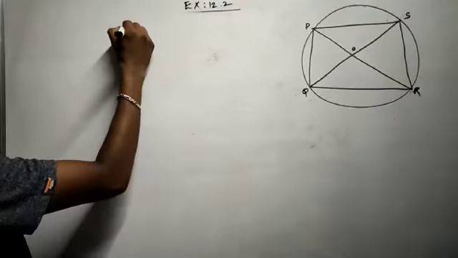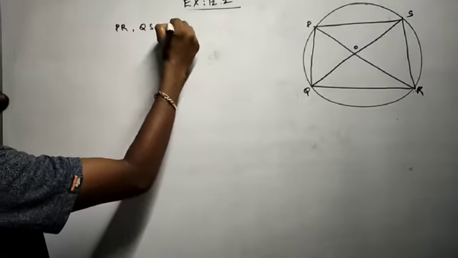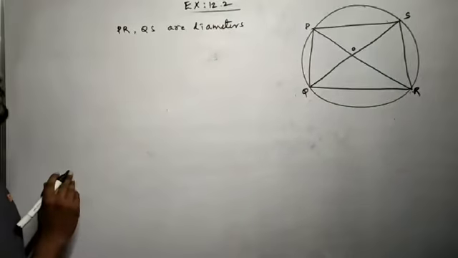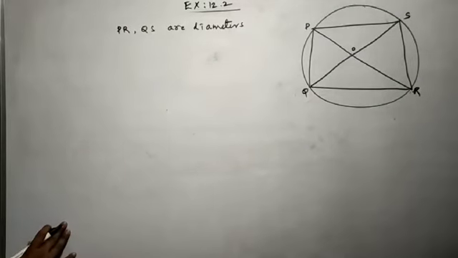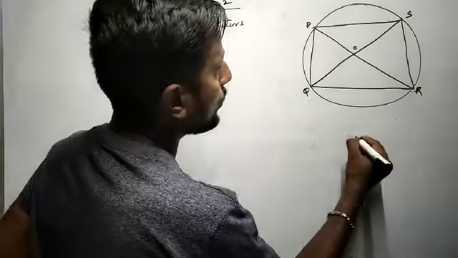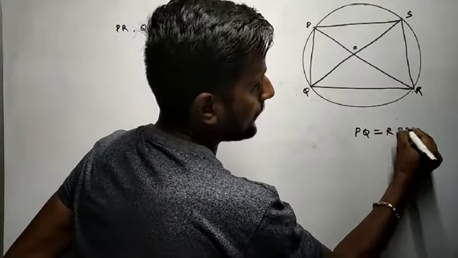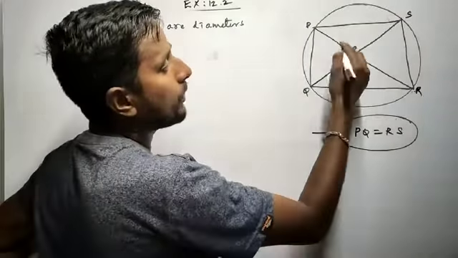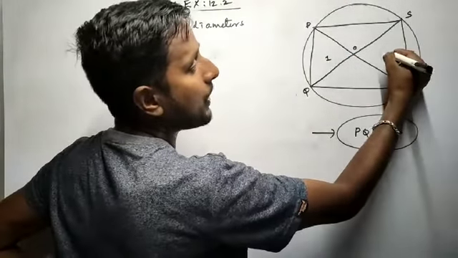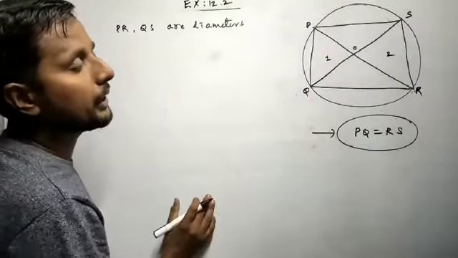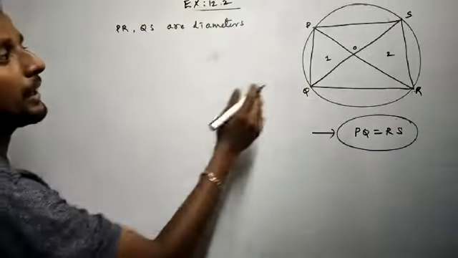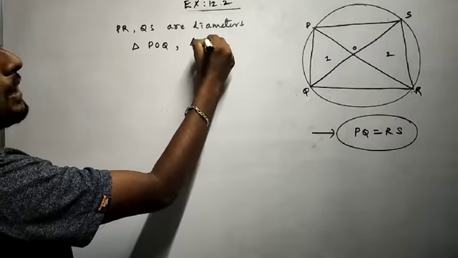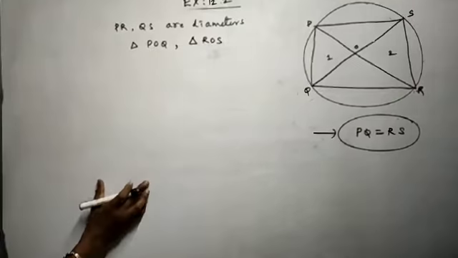So the given information is that PR and QS are diameters. Correct? So what should we prove? We have to show PQ is equal to RS. Correct? This is our required information. So PQ is a part of this triangle and RS is a part of this triangle. And now I am going to compare both triangles. Am I right? So simple, I can write triangle POQ, triangle ROS. So I am going to find the congruency.